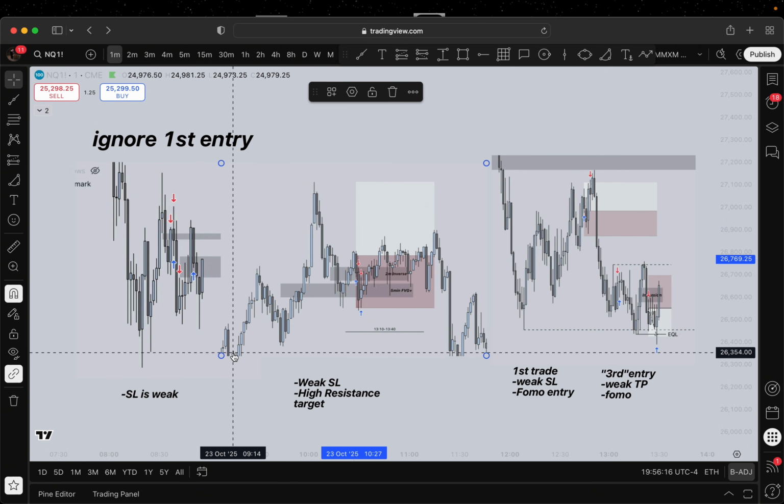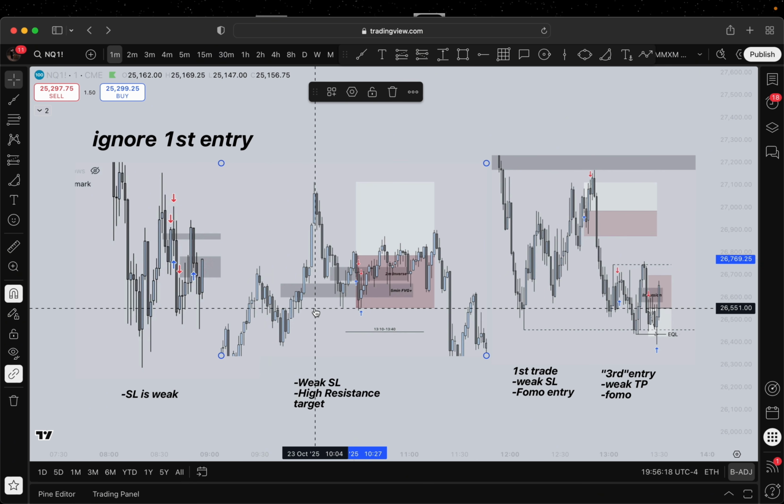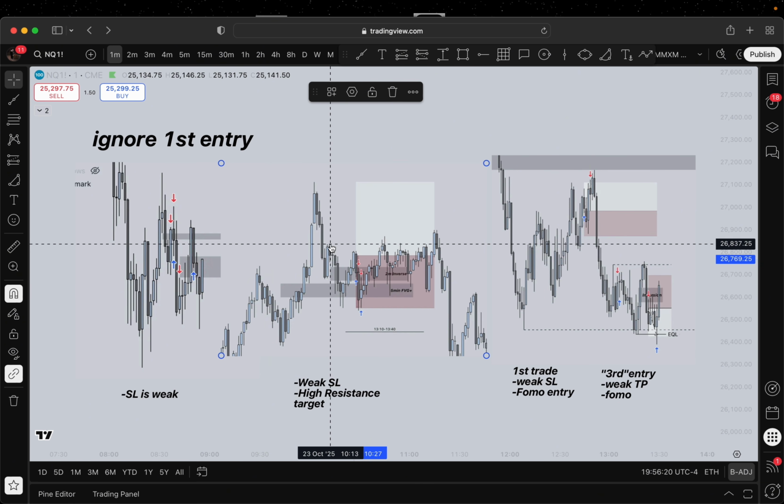You can see we distributed all the way up here. So this is the top of the range, and I'm targeting high resistance. It is pure pattern trading. There's no logic behind this. My stop loss is weak and my TP is stronger. So it's literally the worst type of trade you can take.